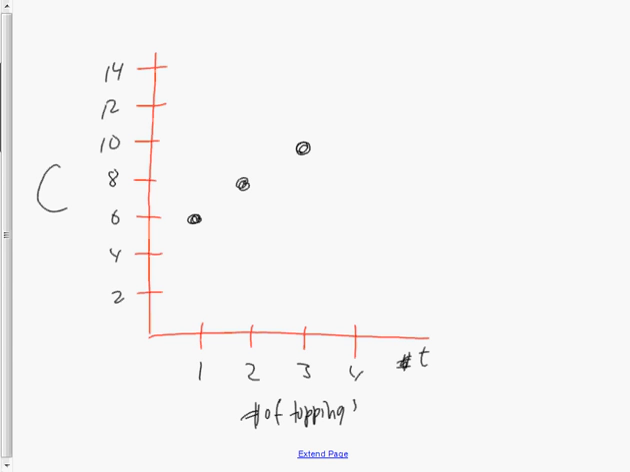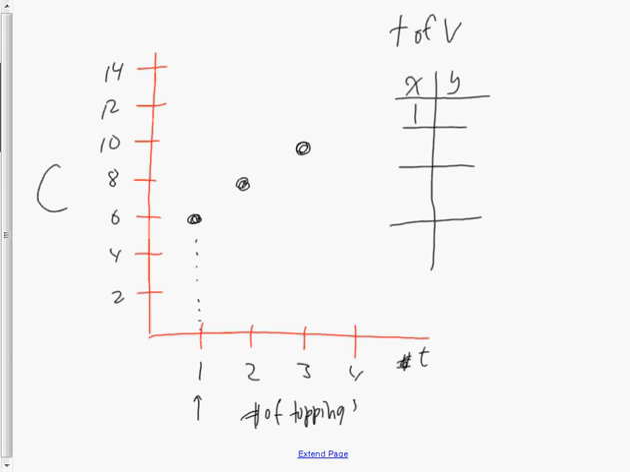So the first thing we would do is translate this graph into a table of values, the T of V, right? The table of values. I'm not going to call it T, I'm going to call it X and Y, just because there was no context. When X was 1, the corresponding Y value was 6. When X was 2, Y was 8. And finally, when X was 3, Y was 10. So that's translating a graph into what we call a table of values.